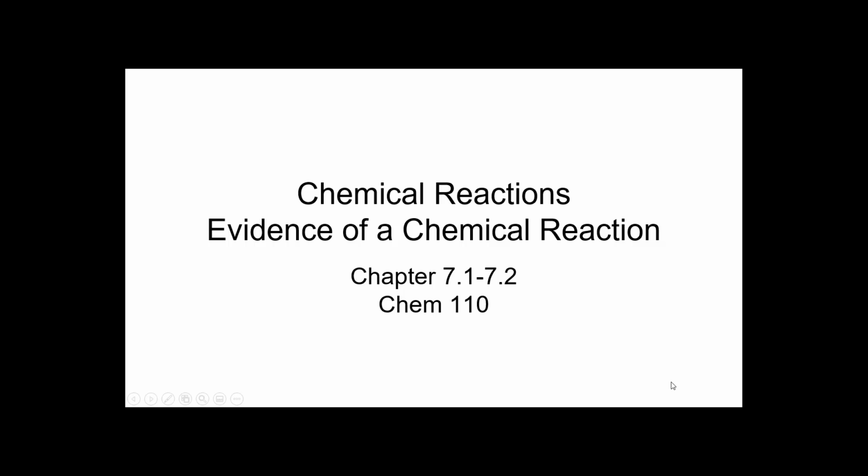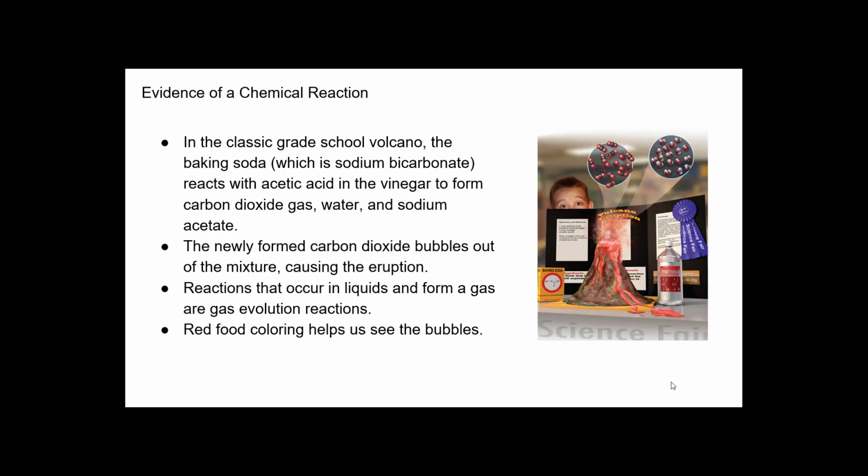Class, we are starting chapter 7. This is chemical reactions. We're looking at evidence of a chemical reaction. So your chapter 17.1 discusses a school project with baking soda that reacts with acetic acid in a volcano. What happens is that carbon dioxide is a product. Once these two compounds react, carbon dioxide is produced, which is a gas, which then forces the water and the sodium acetate out of this mountain that looks like lava. This is a sign of a chemical reaction.